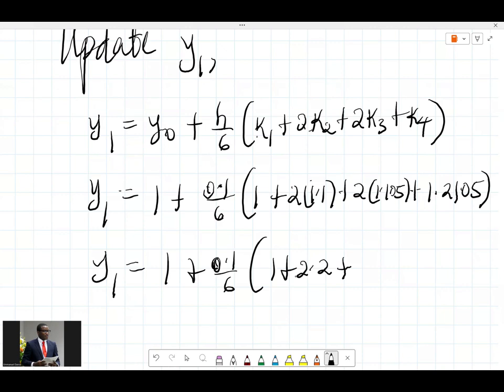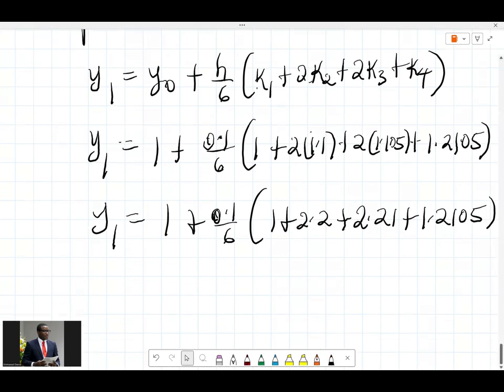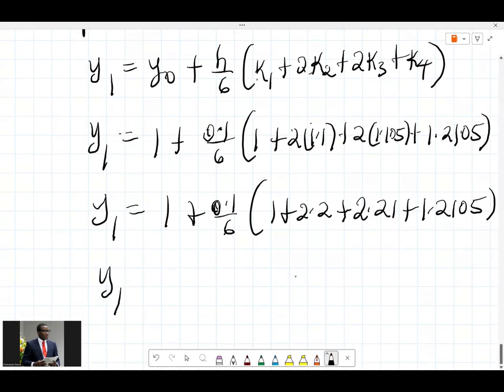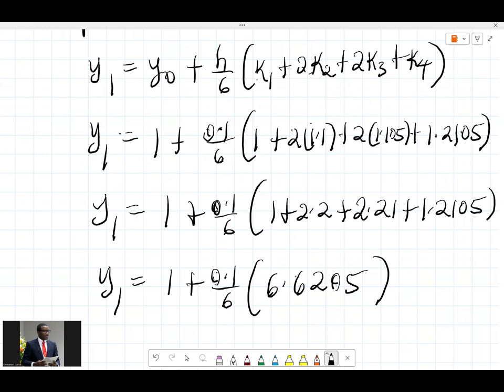2.210. So that is 2.21, then plus 1.2105. So that y1 now is equal to 1 plus 0.1 over 6. To make things easier, you could call that 1 over 60. If you multiply top and bottom by 10 rather, into all this now is 6.62, which is 6.6205, because 1 plus 2.2 is 3.2.